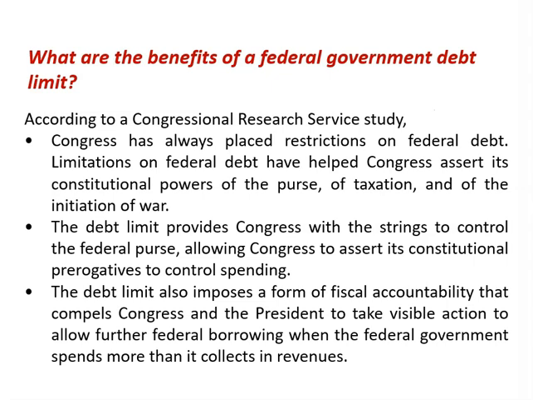What are the benefits of a federal government debt limit? According to a Congressional Research Service study, Congress has always placed restrictions on federal debt. Limitations on federal debt have helped Congress assert its constitutional powers of the purse, of taxation, and of the initiation of war. The debt limit provides Congress with the strings to control the federal purse, allowing Congress to assert its constitutional prerogatives to control spending. The debt limit also imposes a form of fiscal accountability that compels Congress and the President to take visible action to allow further federal borrowing when the federal government spends more than it collects in revenues.